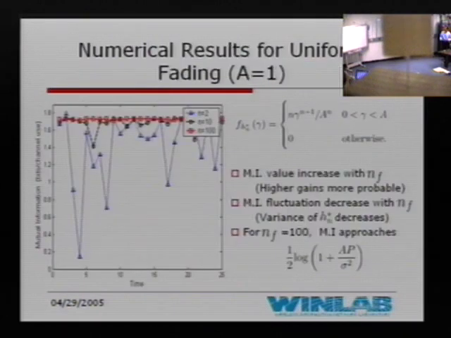So here we have some numerical results for the uniform fading case, A equal to 1. I've just drawn the distribution of Hn star. And if you see, the different curves correspond to when we took different numbers of subcarriers. Here we took 2 subcarriers and the red one corresponds to 100 subcarriers. So there are some standard observations: the mutual information value increases with the number of subcarriers because the higher gains are more probable.